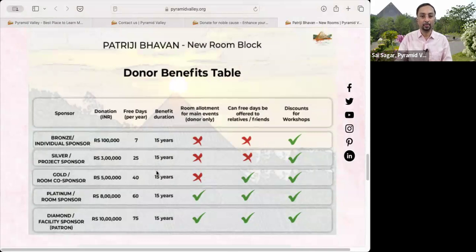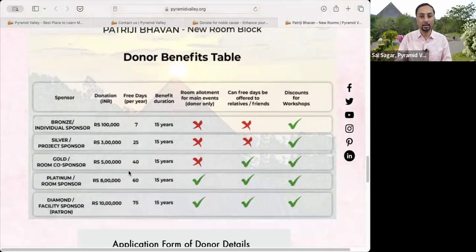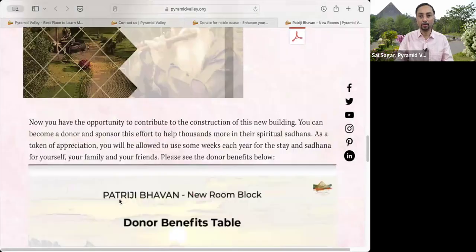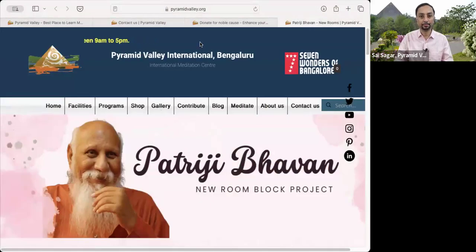So different schemes for those of you in India who want to be part of a spiritual organization or spiritual movement, and who want to spend time periodically in a highly energized spiritual place like Pyramid Valley, you can partake of this scheme. All details are here, and any questions, all of us are available.